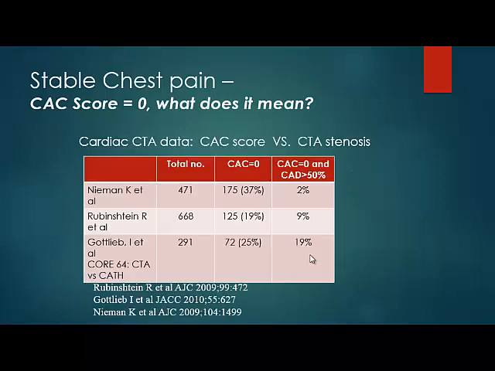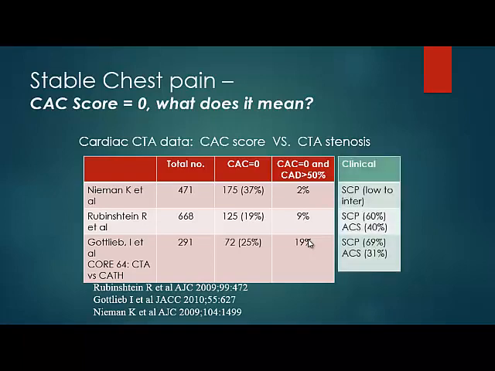Then CT angiography came up in the last few years, and one study showed that the incidence of significant CAD in those with a calcium score of 0 is around 2%, the same as the catheter studies. But other studies showed that the incidence of significant stenosis could be as much as 19%. So very high. They started to say that you cannot rely on absent calcification in coronary arteries. You have to do some angiographic study.